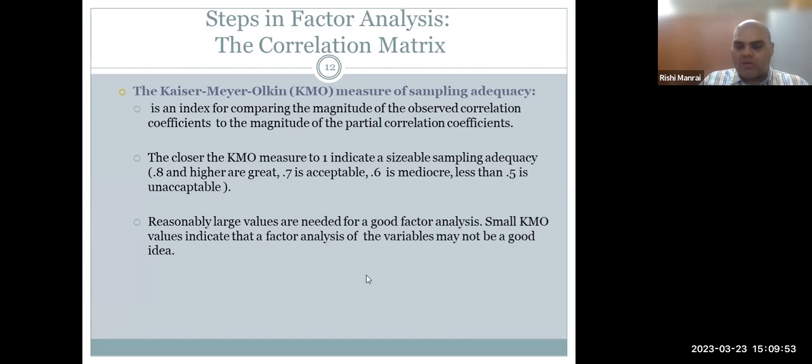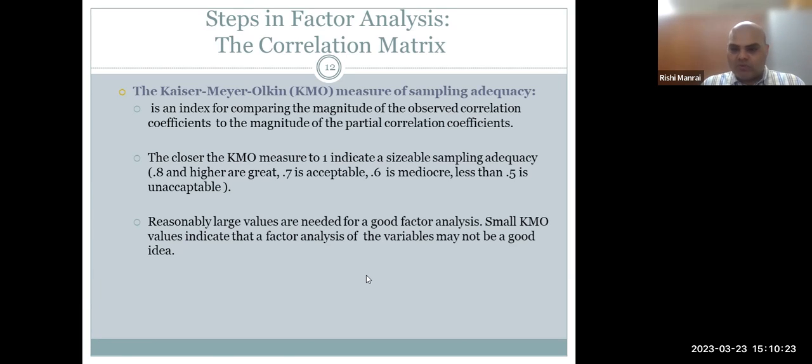Whereas if this value is below 0.5, it means that the number of samples is too small and we cannot further conduct the factor analysis. So we have to stop there and increase the data for doing the factor analysis. Reasonably large values are needed for good factor analysis. Small KMO values indicate that factor analysis of the variables may not be a good idea.